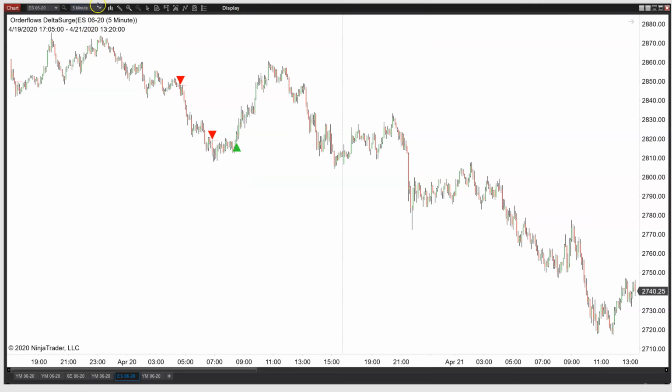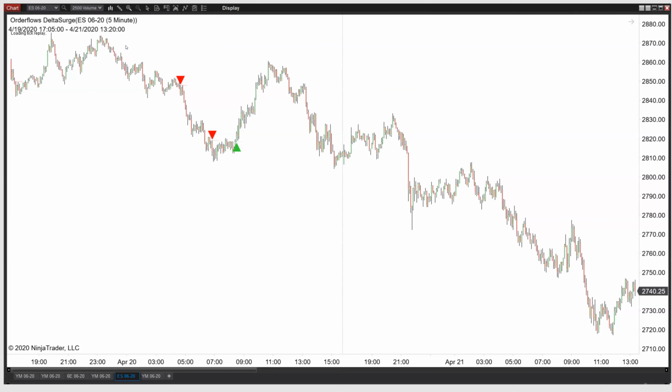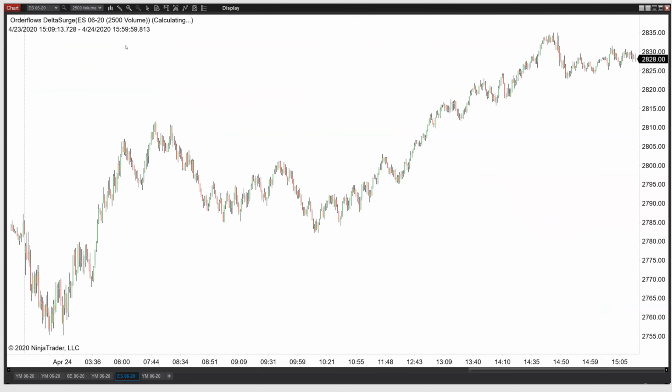People say, well, I don't use a minute-based chart. I use, I don't know what you want to call it. So choose a volume-based chart. I think volume-based is better than tick-based in terms of order flow. A tick-based chart doesn't take into account volume, but let's just see how it looks with the exact same settings, 10 and 10.